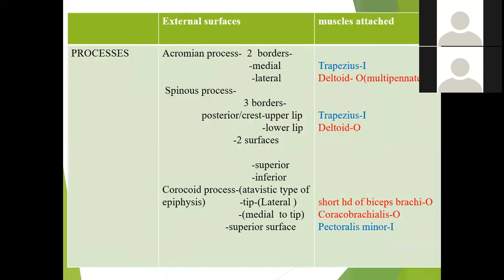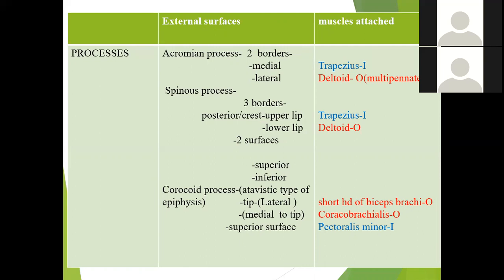So now we can go for processes. As I already said, there are 3 processes. What are the 3 processes? Acromion process, spinous process, coracoid process. The acromion process has 2 borders, the medial border and lateral border. The spinous process has 3 borders: an upper border, lower border, and the posterior border. The posterior border is otherwise called the crest of spine.